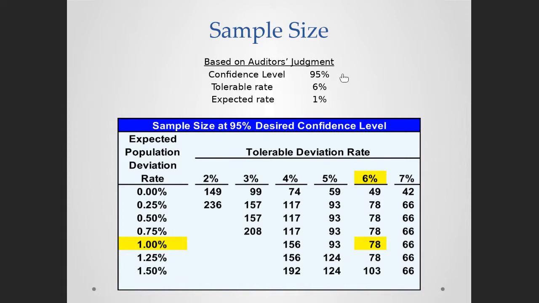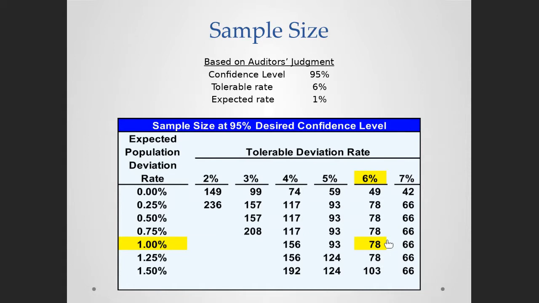So what you have to do is, based on this, using the table provided to you, you have to calculate the sample size. So now here we have the sample size at 95% desired confidence level. You have 1% expected population deviation rate and 6% tolerable deviation rate. So your sample size is 78 based on the information given to you.